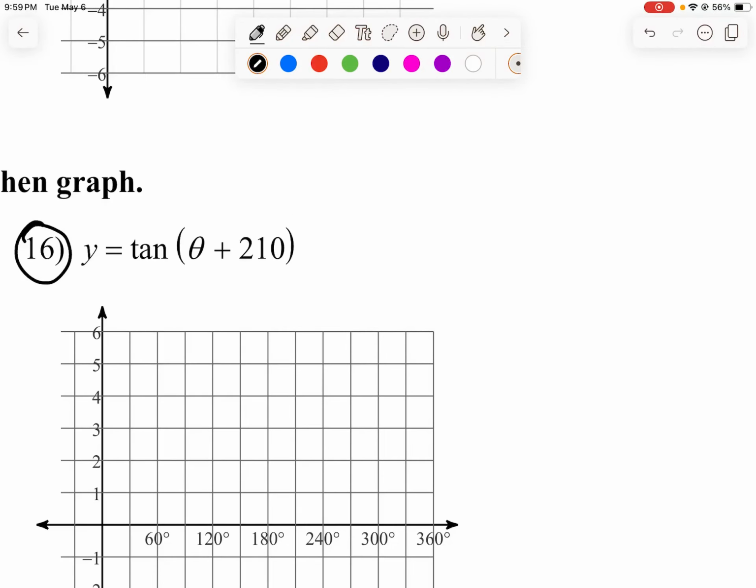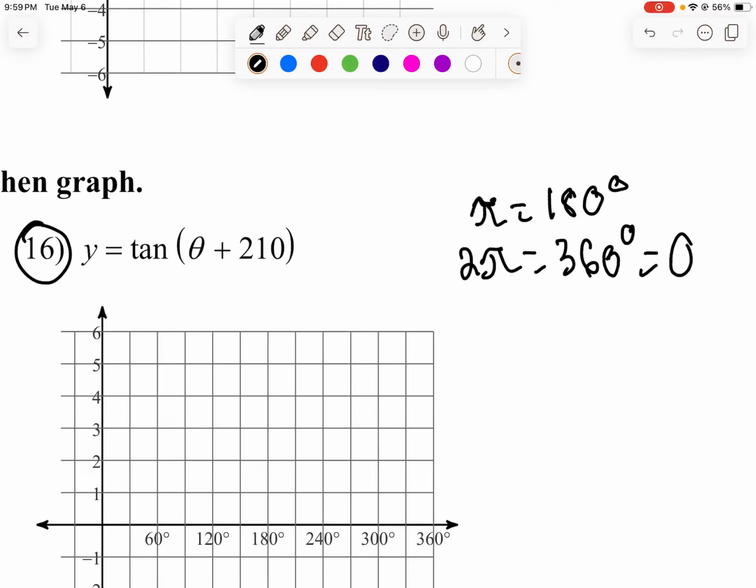So, pi is equal to 180 degrees, 2 pi is equal to 360 degrees, and they both equal 0.